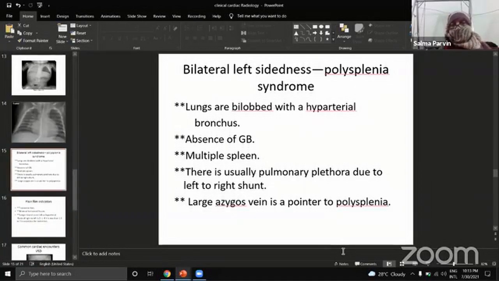inversus. And the bilateral left-sidedness syndrome, or polysplenia syndrome, is present when the lungs are bilobed with hyparterial bronchus. There is absent gallbladder, multiple spleens, and plethoric lung fields due to left to right shunt. And another pointer of polysplenia is a large azygos vein.